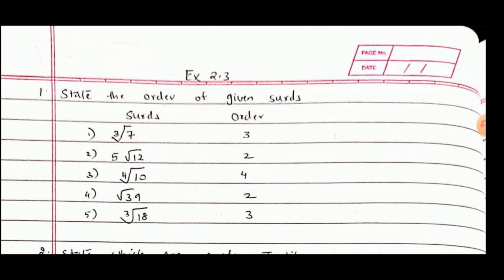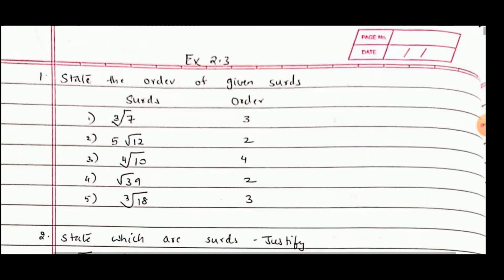Then fifth root of 12. Square root of 12, for square root radical sign, the order is always 2. Then fourth root of 15, order is 4. Square root of 39, order is 2. Square root of 18, order is 2.